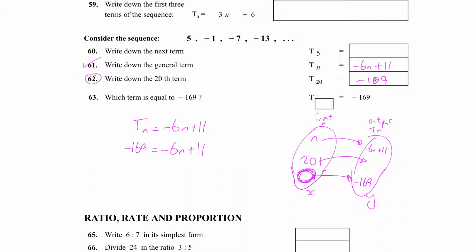To solve this, let's subtract 11 from each side, and we've got minus 180 equals minus 6n. Divide each side by minus 6, so that on the right-hand side we've just got n. On the left-hand side, minus 180 divided by minus 6 is going to be positive 30. In other words, the 30th term in our sequence is minus 169. So if you went 5, minus 1, minus 7, minus 13 and kept going all the way up to the 30th term, the 30th one would be minus 169.